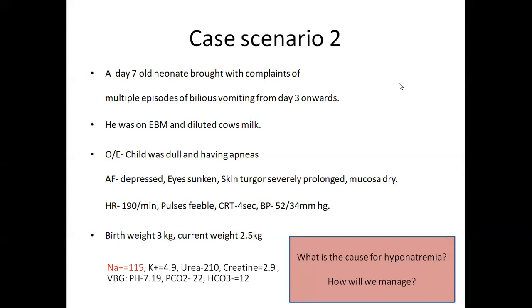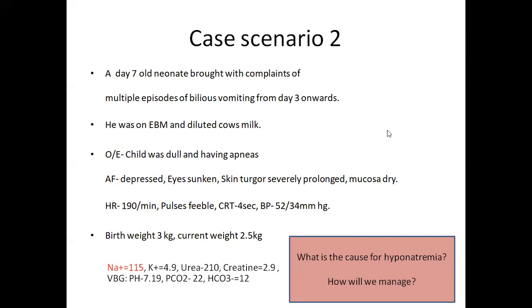The child is having multiple episodes of bilious vomiting from day 3 onwards. So there are losses which can explain hyponatremia. But the most important thing here is not only the losses, there are symptoms. The child is having apnea, a symptom of hyponatremia. The child is dull and having apnea. So in this context, where there is a cause which explains hyponatremia and symptoms which can be attributed to hyponatremia, we cannot think of spurious here. Understood? So this is not a situation where you need to think of spurious. That is a true hyponatremia.